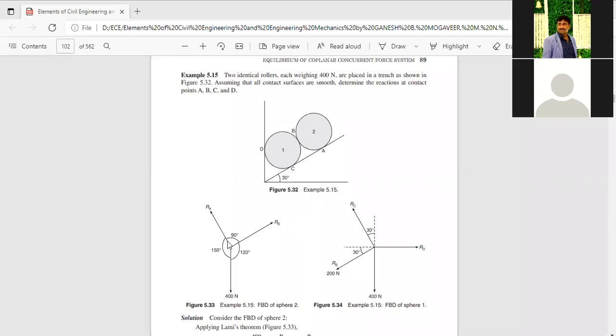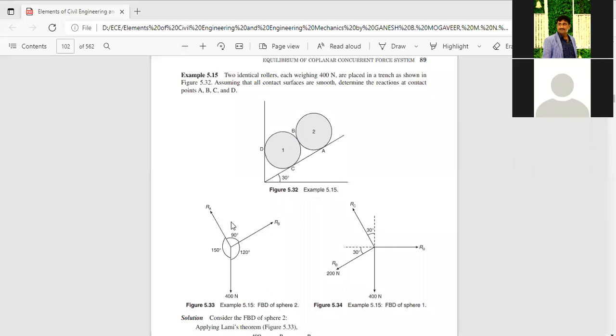Now this is the free body diagram with respect to sphere 2, the weight acting vertically downwards. And from sphere 1 to sphere 2, you have a reaction force RB, and this angle is 30. So obviously this angle is 30, and the remaining angle is 60. Now here you have a reaction force RA acting like this, and it is making an angle of 30 degree with respect to the vertical axis.